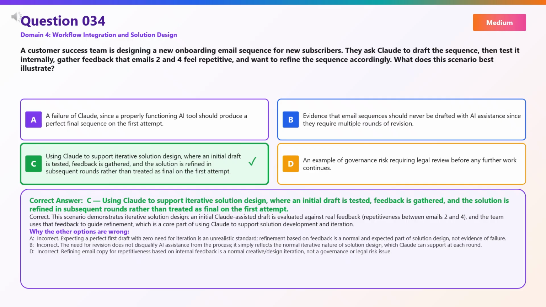B. Evidence that email sequences should never be drafted with AI assistance since they require multiple rounds of revision, is incorrect. The need for revision does not disqualify AI assistance from the process. It simply reflects the normal iterative nature of solution design, which Claude can support at each round. D. An example of governance risk requiring legal review before any further work continues, is incorrect. Refining email copy for repetitiveness based on internal feedback is a normal creative design iteration, not a governance or legal risk issue.